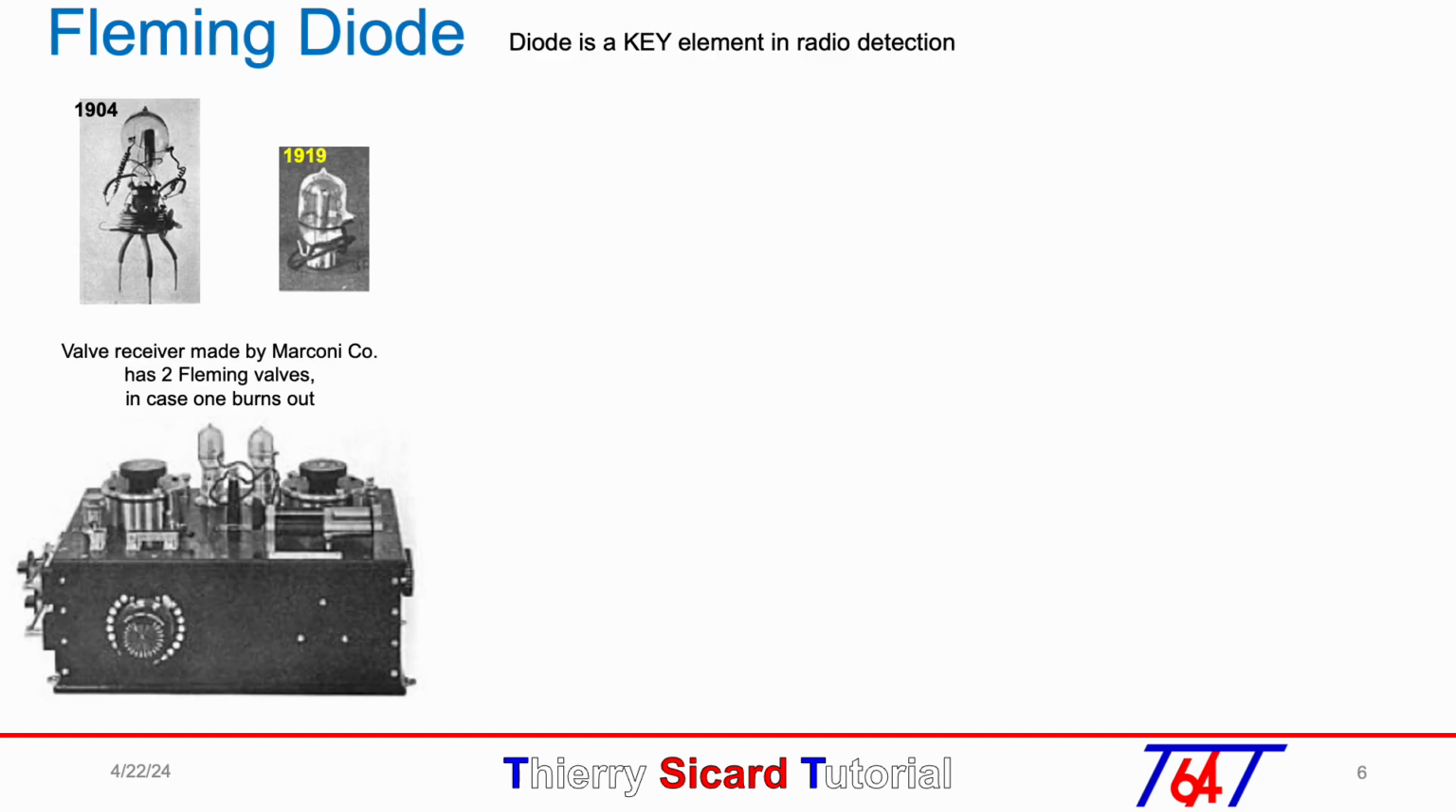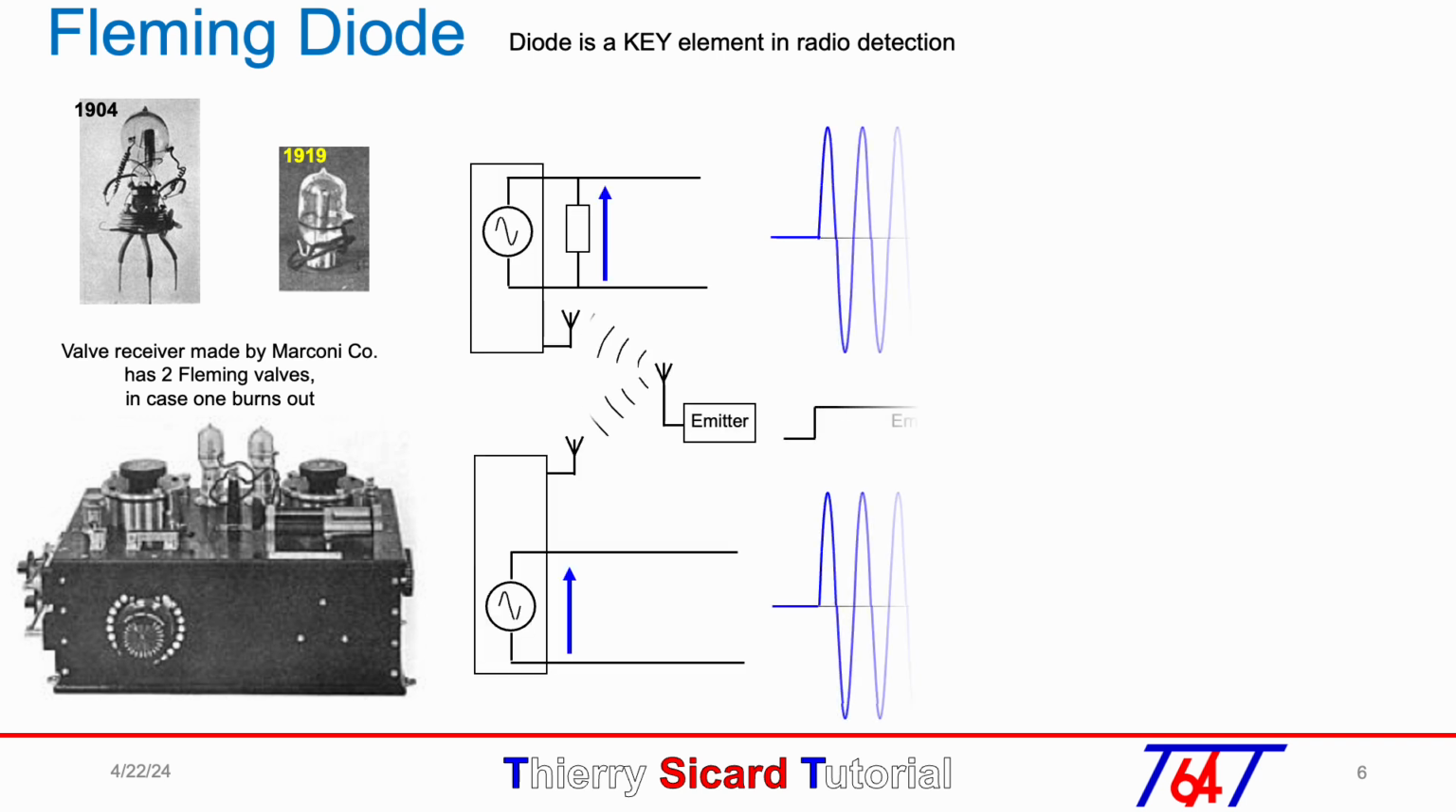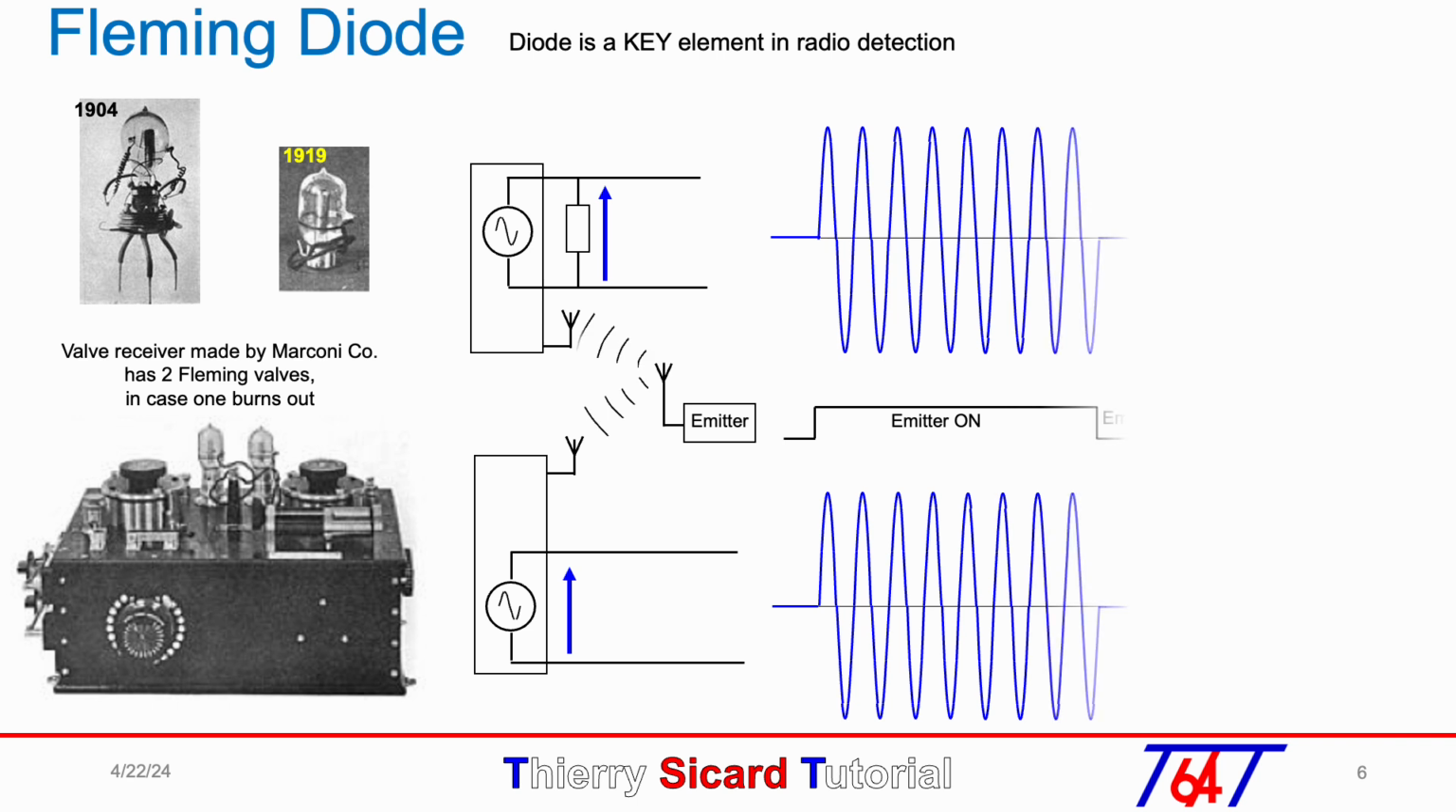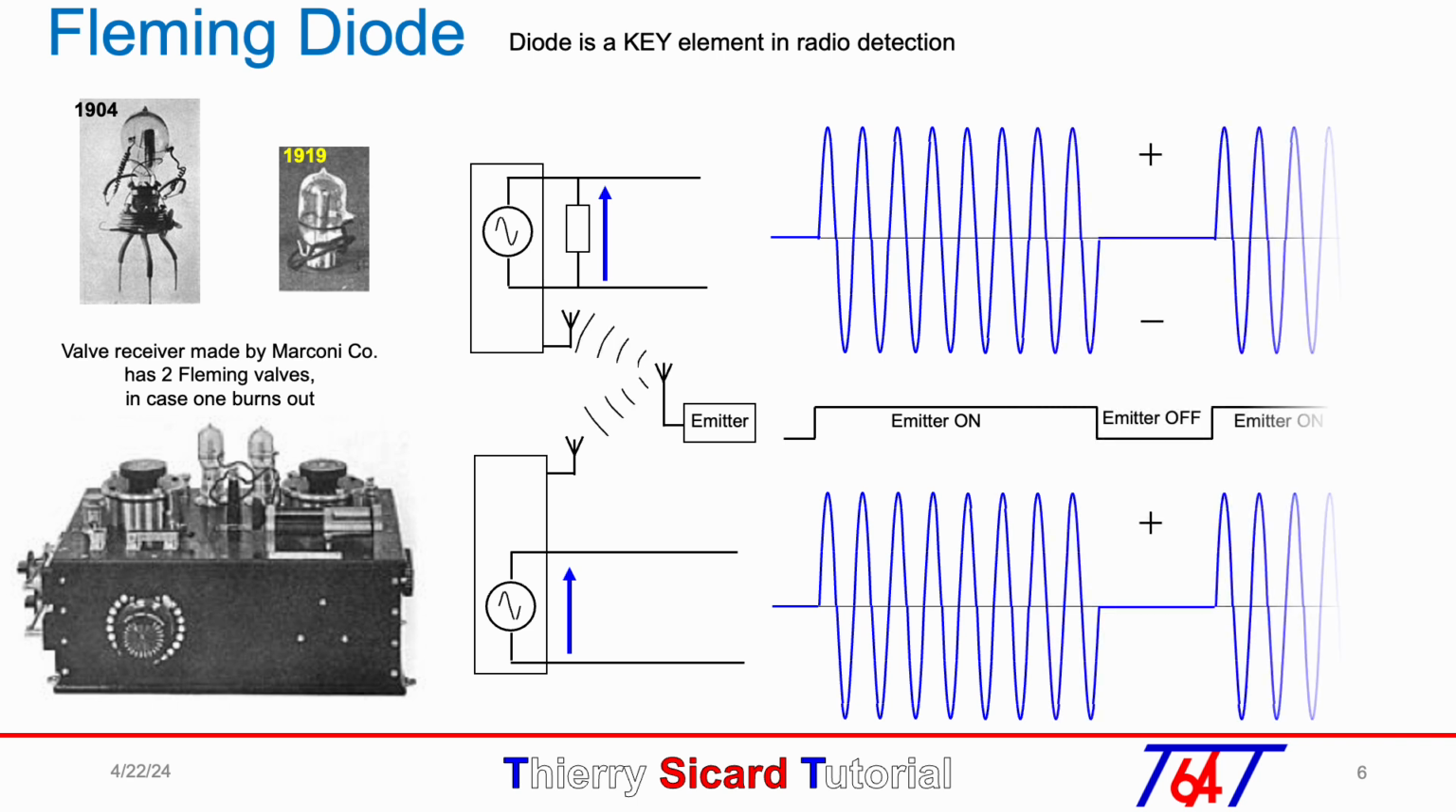Here we have on top both pictures of the Fleming diode in 1904 and 1919. On the bottom we have the Marconi radio receiver using two Fleming valves in case one fails. At the beginning of radio, we used only the emitter in on or off position, so we could only transmit Morse code, but to do that we need to detect the radio signal.